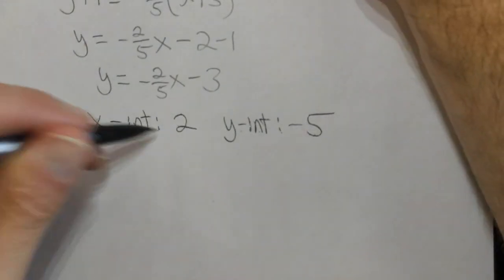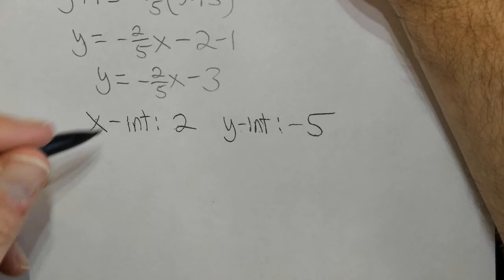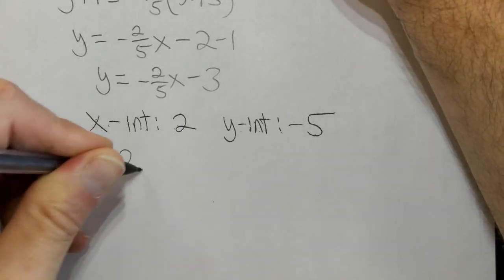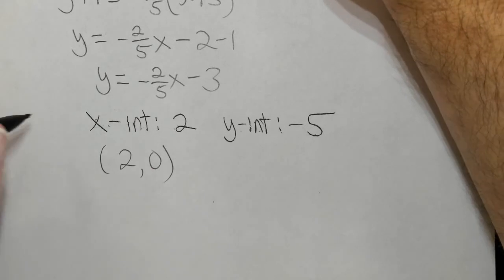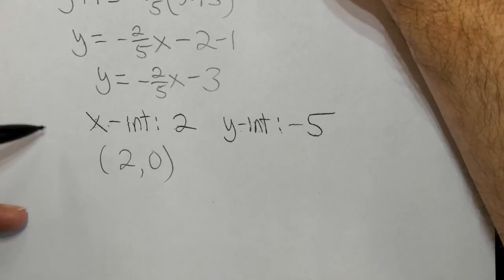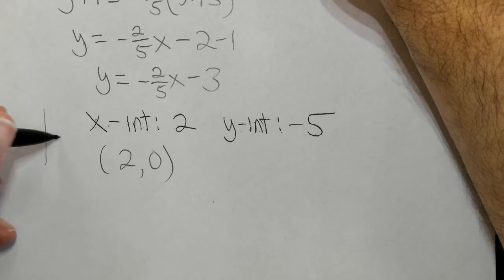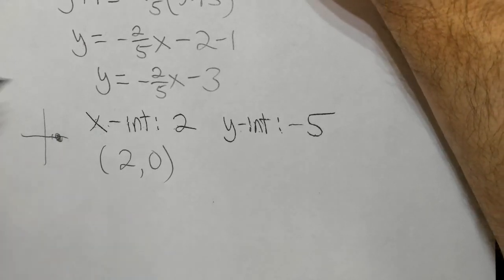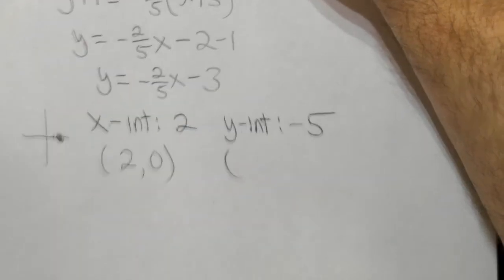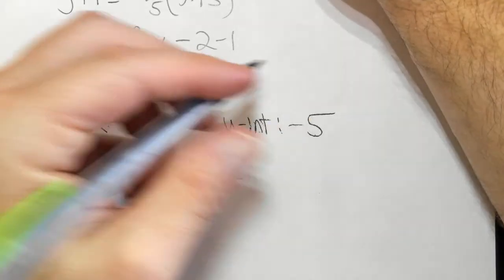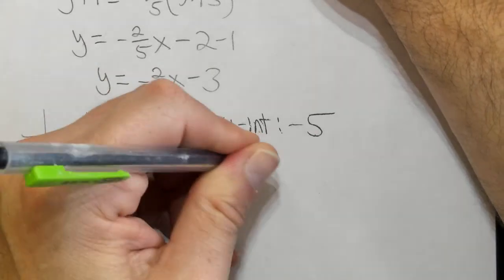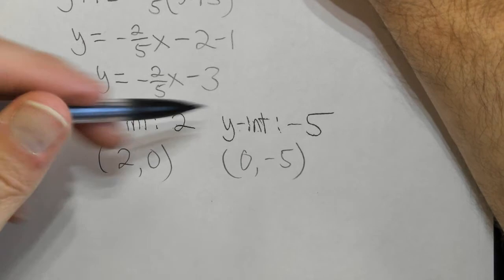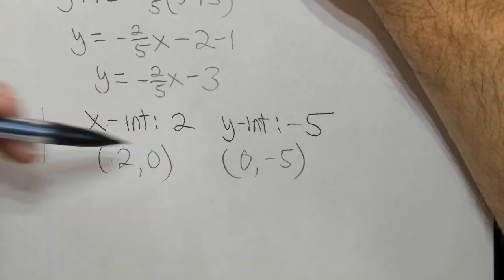The x-intercept, remember, if the x-intercept is 2, then that point is (2, 0), right? Because remember, the place where it crosses on the x-axis, the y value has to be 0. So that's (2, 0) for that point. And then, on the other hand, for the y-intercept, if the y-intercept is -5, then that means my x value at that point is 0. Right? So at the x-intercept, y is 0. At the y-intercept, x is 0. So these are my 2 points.